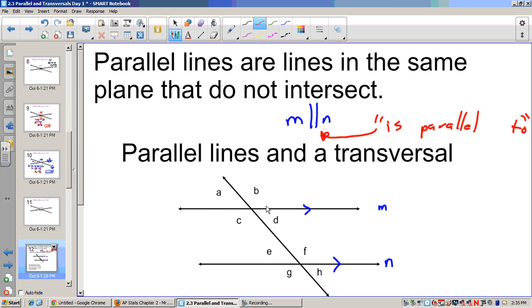Now, when we cut 2 parallel lines by a transversal, so this line coming through is what we call a transversal.